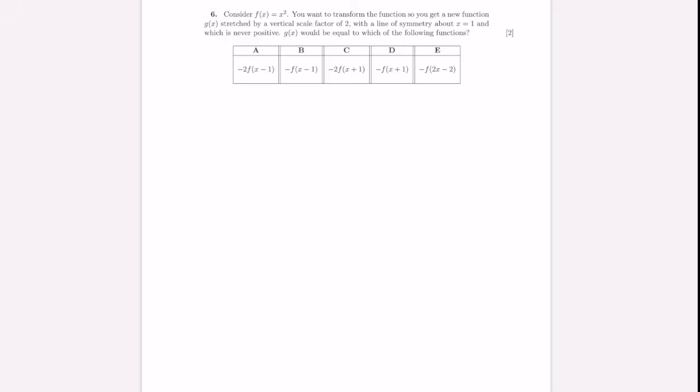We want our line of symmetry to be around x is equal to 1. So I'm going to shift this to x is equal to 1 just by saying that I'm going to take f of x minus 1. Okay, then what I'm going to do is add a scale factor of 2 like this, and then I'm going to make sure that this function is never positive by putting a little minus sign across here. So this here corresponds to A, which is all of the correct transformations.